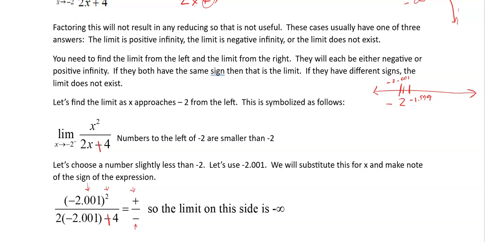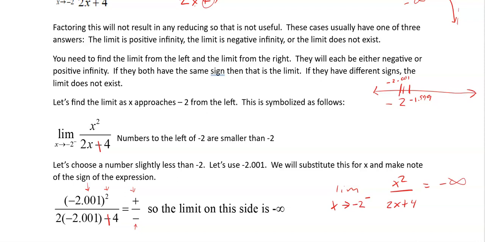So the limit on this side is negative infinity. So the limit as x goes to negative 2 from the left of x squared over 2x plus 4 equals negative infinity. Now I have to do the same thing on the right side. I have to pick a number a little bigger than negative 2 and see if I also get negative infinity. I might get positive infinity.